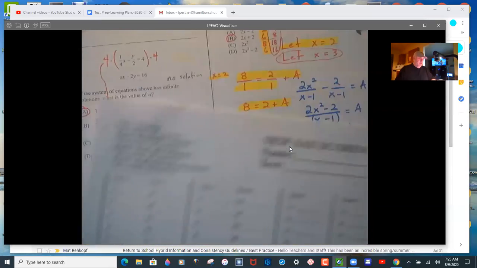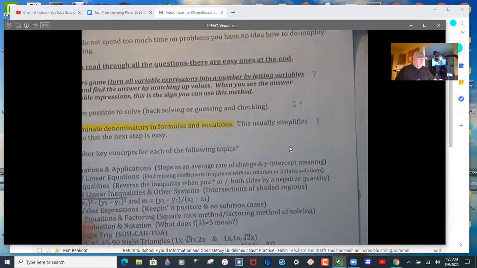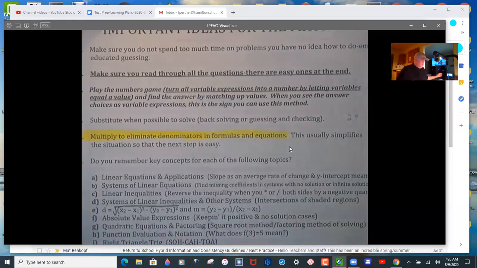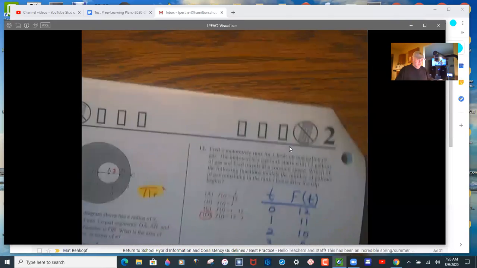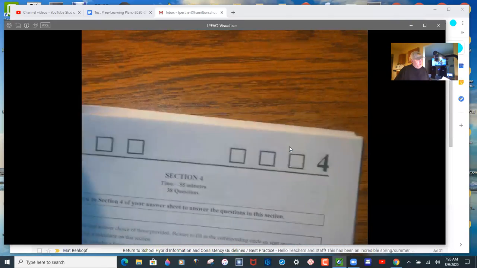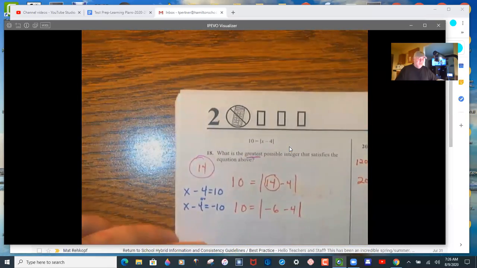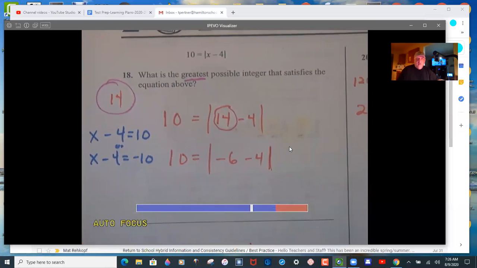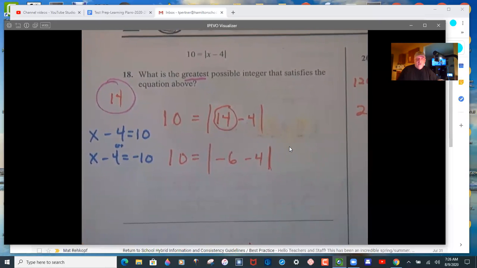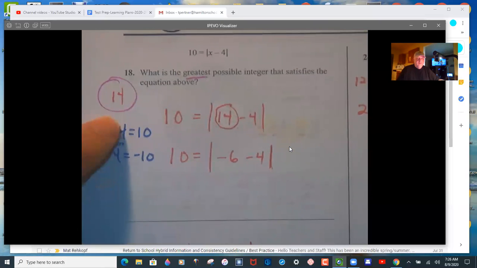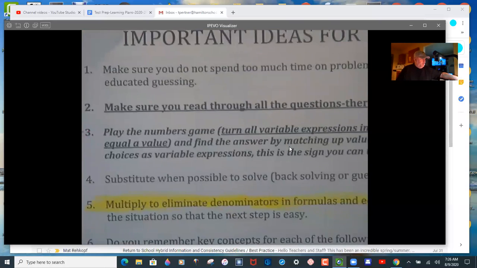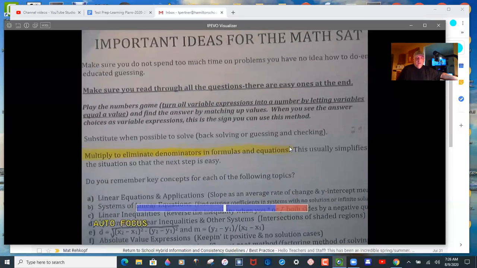Okay, so back to this list here. Make sure you read through all the questions. There are easy ones at the end. This is so important. The SAT is really written to get you to stumble and fall. So here's a question towards the end of the no calculator. It's the greatest possible integer that satisfies that equation. This is a very simple question. 14. You can literally guess and check it in. This is problem 18 out of a 20 problem list in the no calculator section.